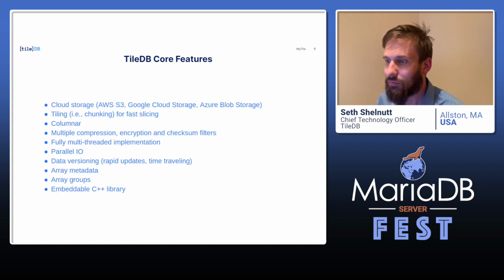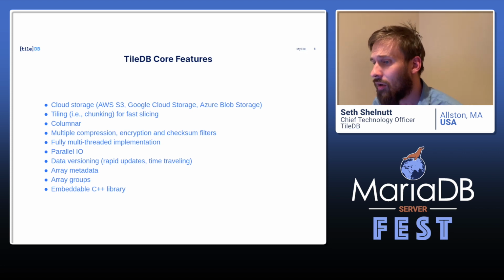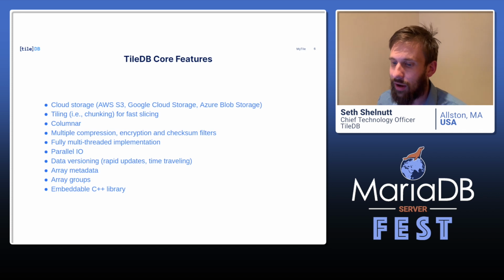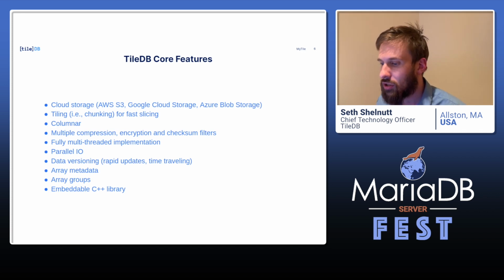So some of the core features of TileDB and the format itself are that it's cloud native, so you can store your data in S3, in Google Cloud, Azure Blob Store, along with things like HDFS, POSIX file systems, and more. We have a unique tiling and chunking format that provides fast slicing on your data and atomic I/O operations. It's a columnar format, so all of the fields and attributes are stored as independent files. We have a multitude of compression, encryption, and checksum filters, things like ZSTD, LZ4, and more.